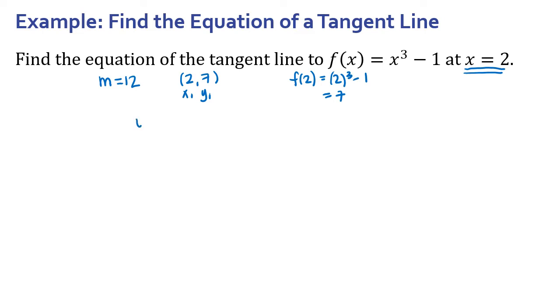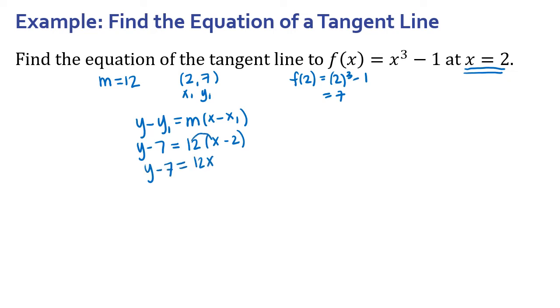Since I have a slope and a point, I'm going to use the point-slope formula for the equation of a line to find the equation of the tangent. So I get y minus 7 equals 12 times x minus 2. Distribute that 12 through, which gives us y minus 7 equals 12x minus 24. Then add the 7 to both sides, and I get 12x minus 17. So the equation of the tangent line to f of x equals x cubed minus 1 at x equals 2 is y equals 12x minus 17.